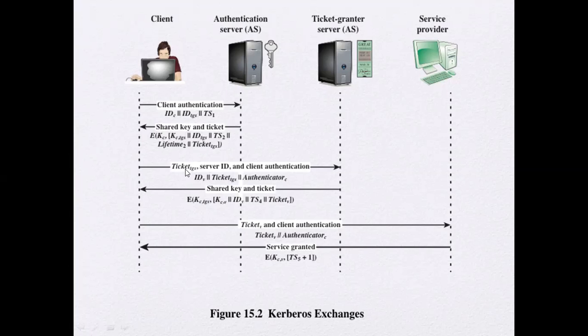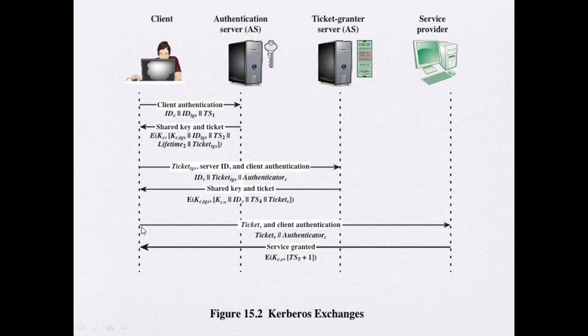Next we'll see the ticket granting server. After the identification of the client, whether the client is genuine, the ticket granting server gives the shared key and ticket. Once again the client has to make a request to this ticket granting server, with the ticket TGS, server ID and client authentication. After the client authentication is verified, the ticket granting server replies with the help of the shared key and ticket. And next, in the third scenario, the ticket and client authentication.